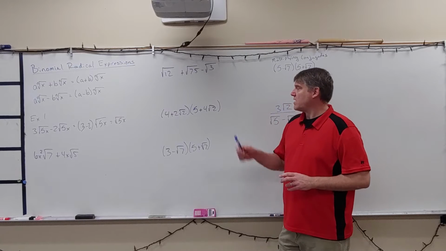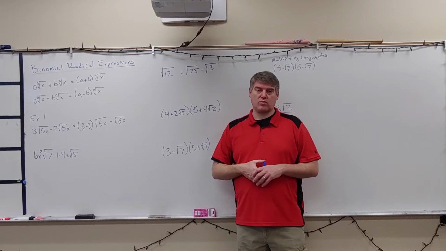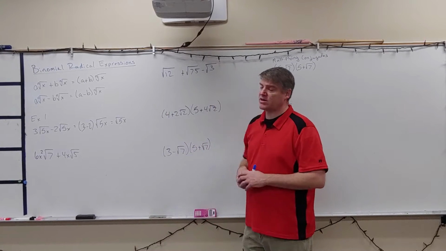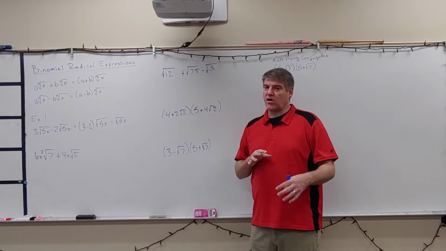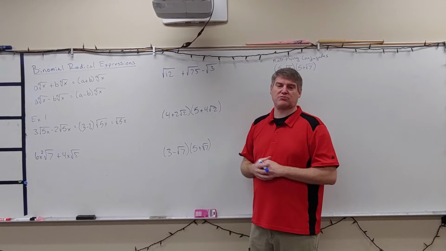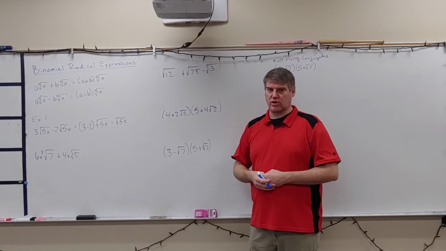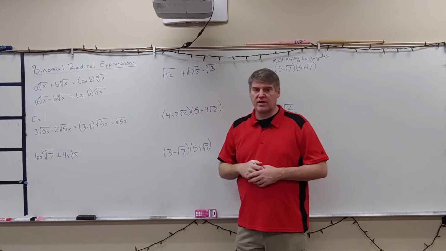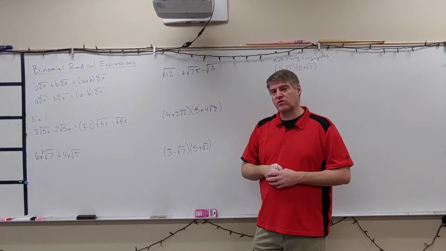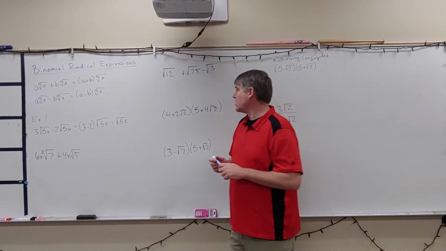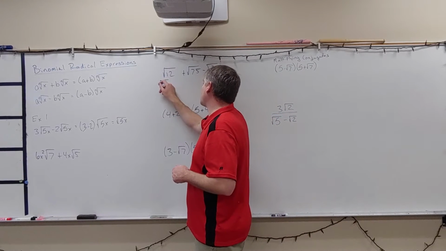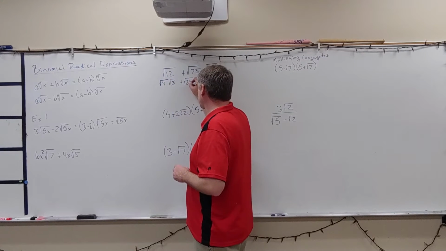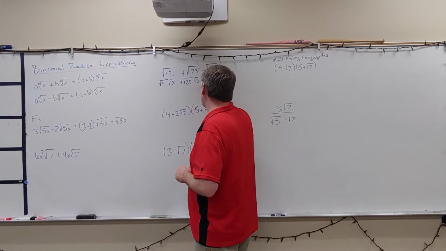Now the next one looks kind of like this last one. It looks like, hey, I can't do anything there. But before you say, hey, I can't add or subtract these, you actually need to work it out. You need to simplify these. Because there is something that goes into 12 that I know the square root of. So I can actually break 12 up into 4 and 3. Well, I can break 75 up into 25 and 3.